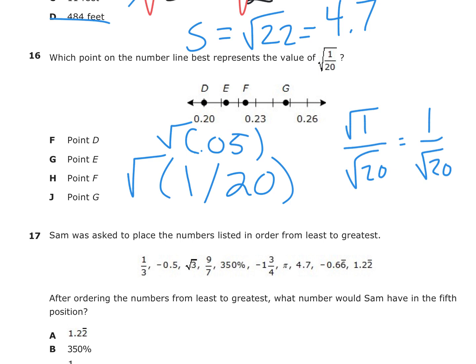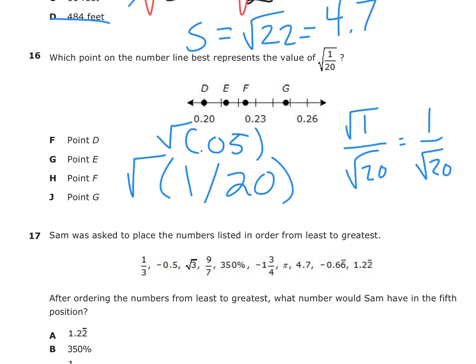What do you get? 0.223. So where's 0.223? E. Wait. Yeah. E. 0.223. Is that right? That's why I don't like math.